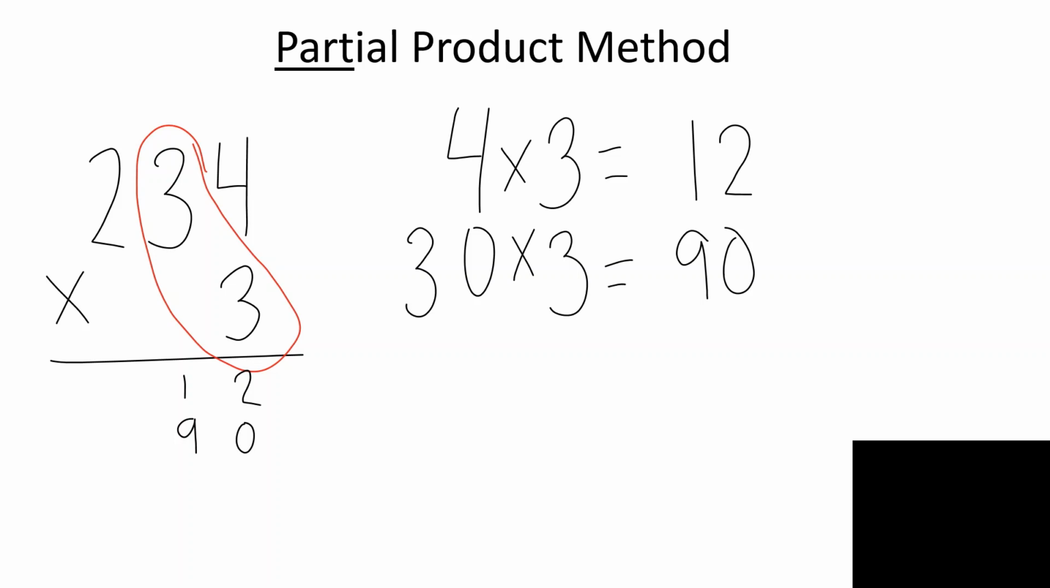Now remember, it's not just a 3. It's 3 tens because it's in the tens place. 3 tens is 30. So I'm going to be figuring out 30 times 3, which is 90, because if we remember, 3 times 3 is 9 with 1 zero. And then I just put it right underneath my 12.